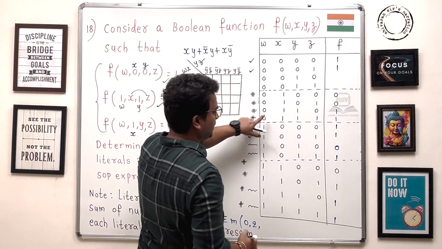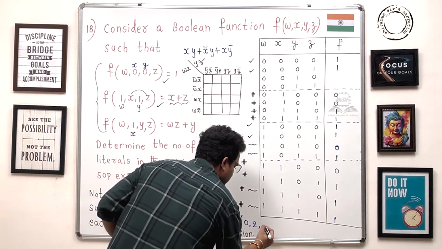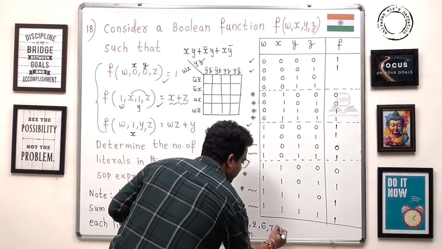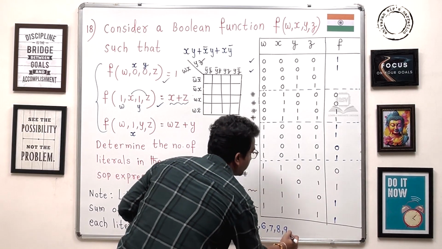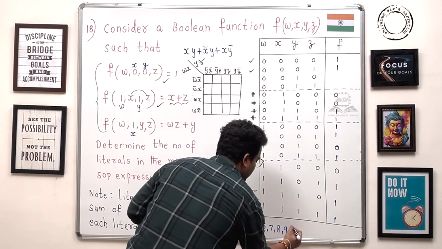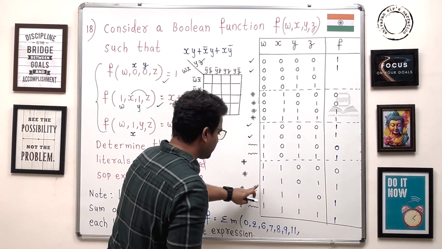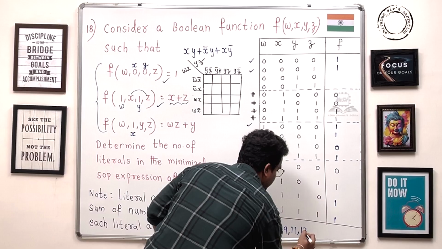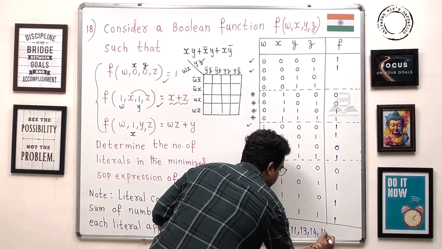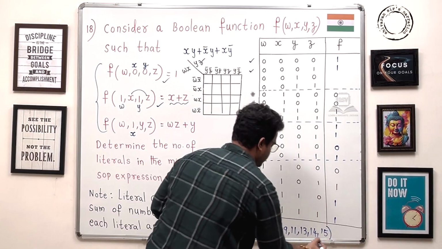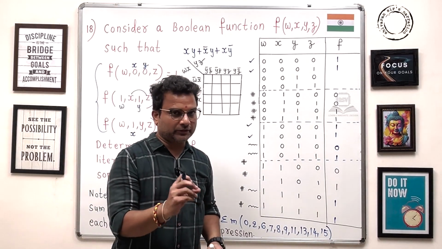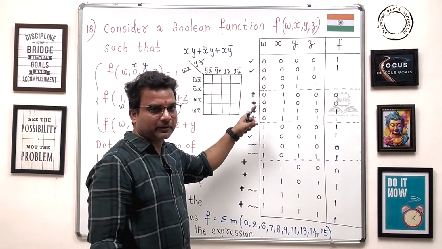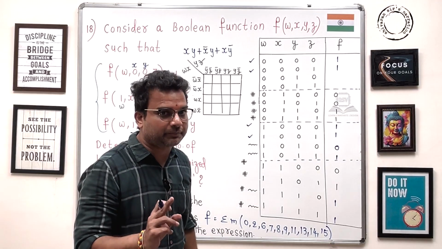Again, this one. What is this? 0, 1, 1, 0. 6, 7, 8, 9. Again 1, 0, 1, 1, 11, and again 12, 13, 14, 15. Yes, these are the minterms. However guys, here there is a speed breaker. What is that? You see all the combinations are filled except 2.